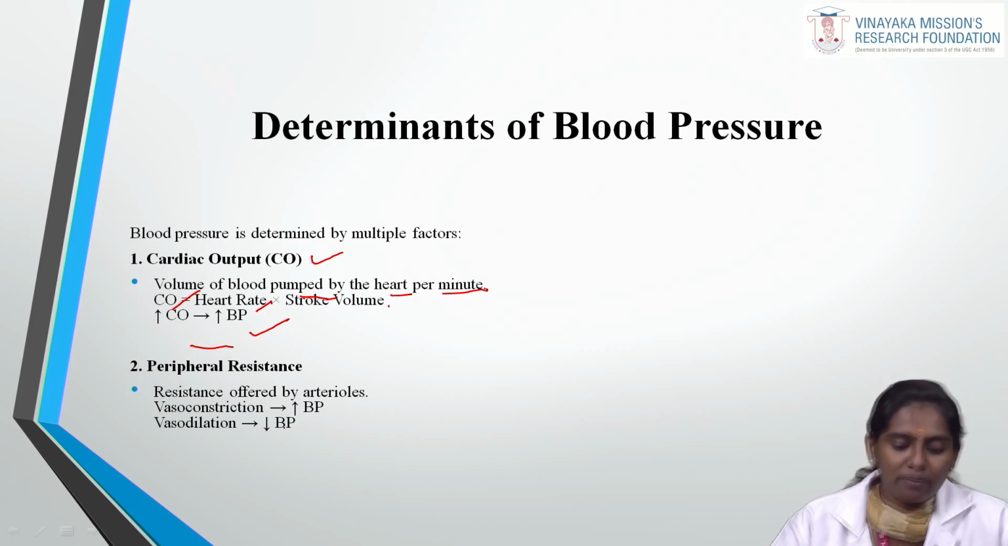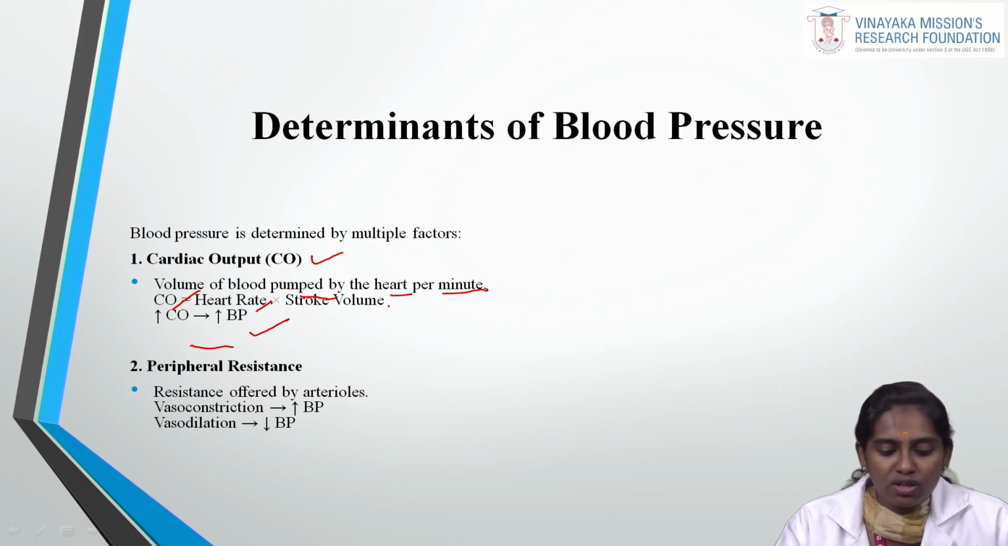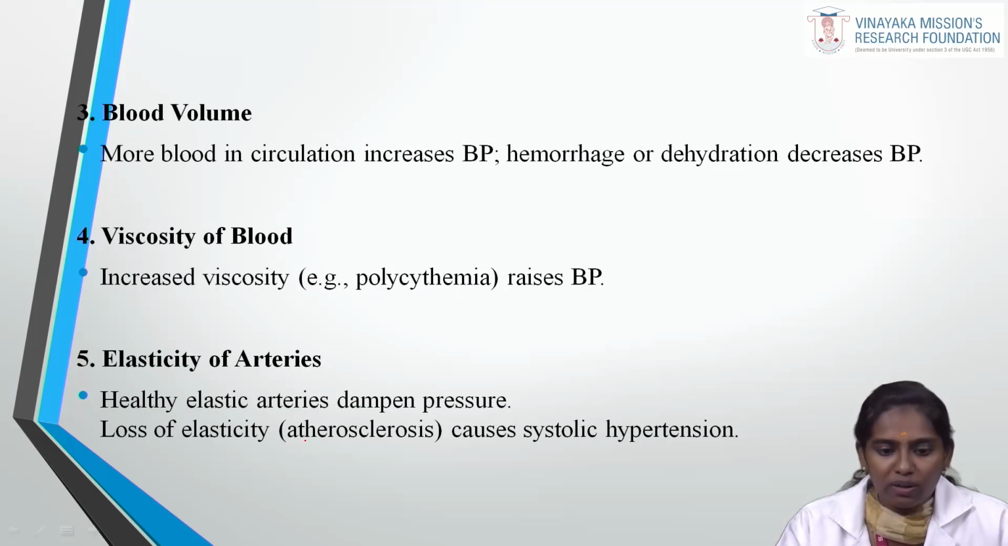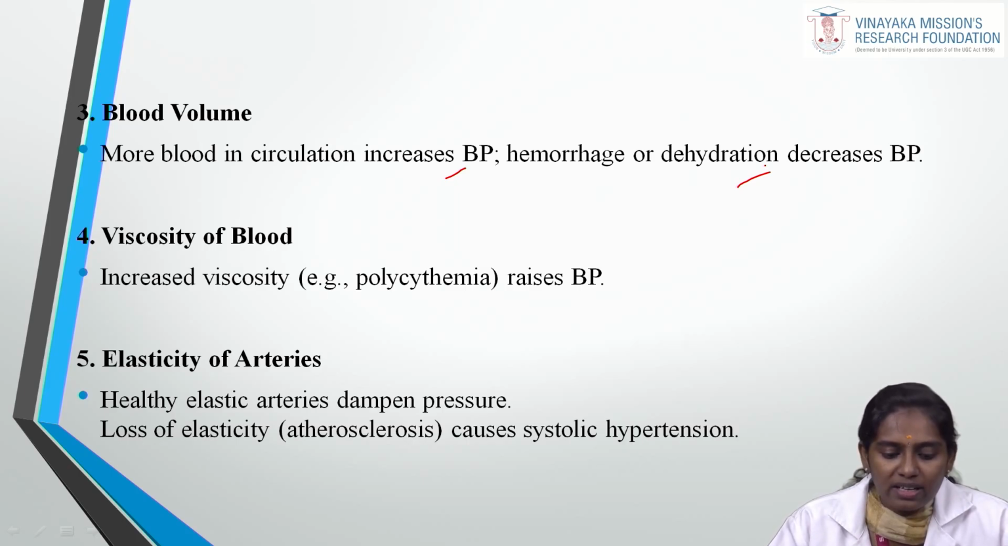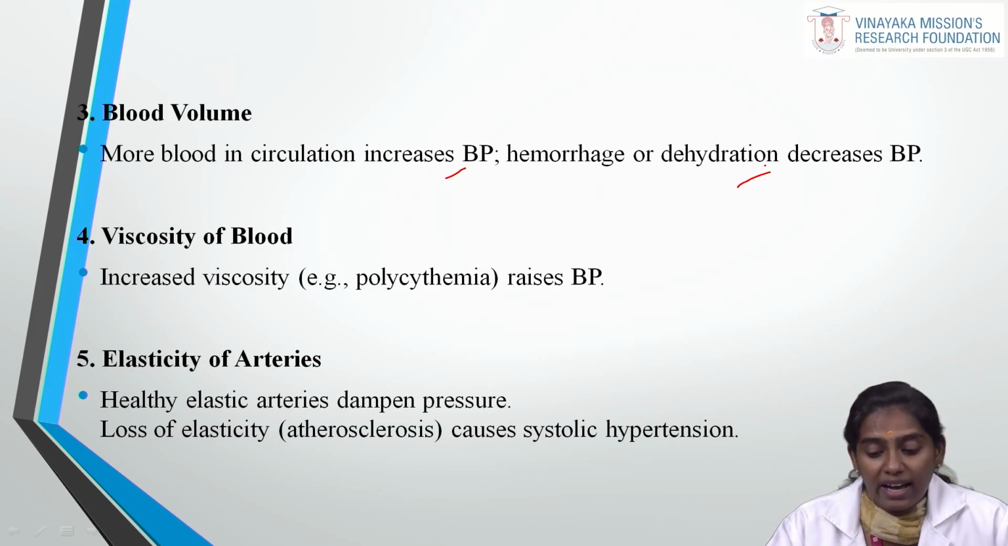Then peripheral resistance. Peripheral resistance is the resistance offered by the arterioles. When the arterioles are in the vasoconstriction state, there will be high BP. When they are in the vasodilation state, there will be low BP. Then blood volume. More blood in circulation increases BP, hemorrhage or dehydration decreases BP. Increased viscosity of the blood will raise the BP, decreased viscosity will reduce the BP. Then elasticity of arteries. Healthy elastic arteries dampen pressure. Loss of elasticity causes systolic hypertension.